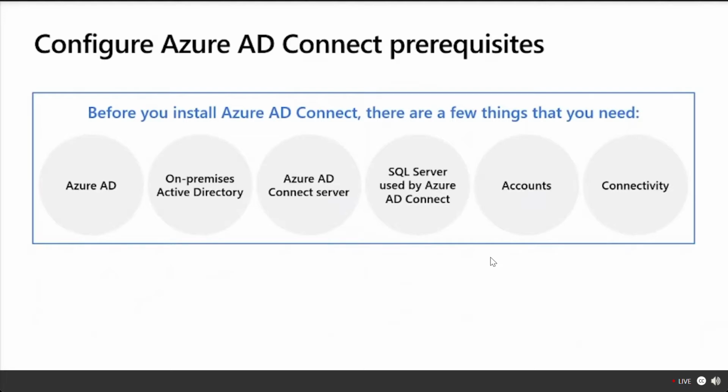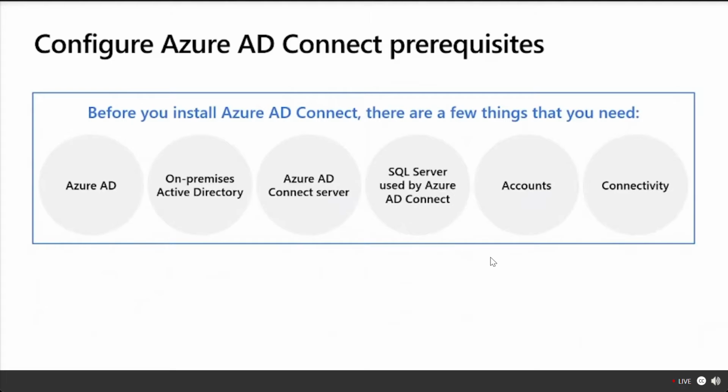Moving on to the SQL Server used by Azure AD Connect, you'll want to make sure that you have a server lined out for that. By default, SQL Server 2012 Express LocalDB will be installed to store your identity data, but Azure AD Connect also supports versions of SQL Server from 2012 to 2019.